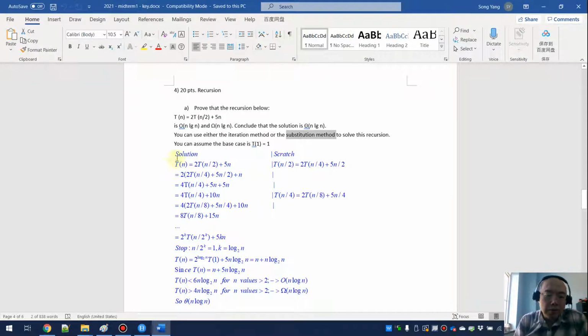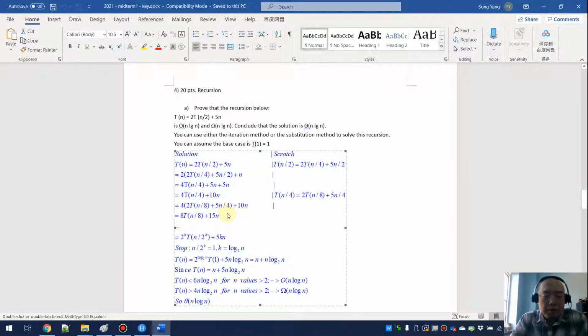So this is my solution part. I want to figure out what T(n/2) is, and then I substitute this part into T(n/2), and I massage the output a little bit. Then I got 4T(n/4) plus 10n. Originally I have 5n, now I have 10n. And I want to work on what T(n/4) is, and I work on that on the right side. After that, I substitute T(n/4), work on this more, and then I got 8T(n/8) plus 15n.